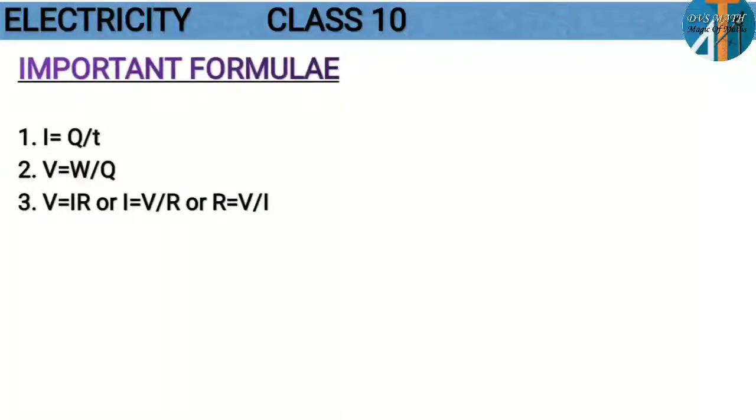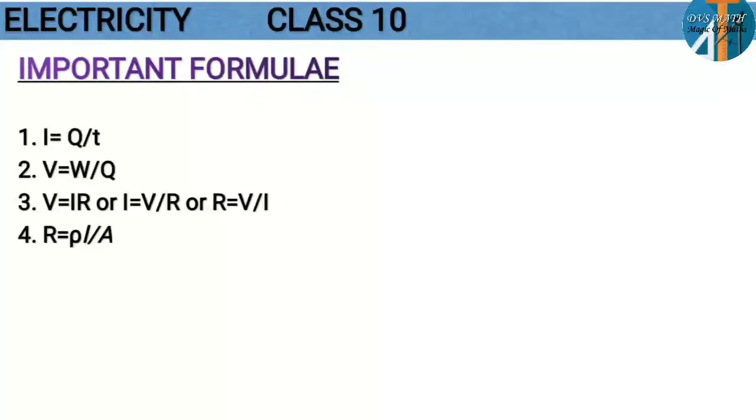Then from Ohm's law, you all know V is proportional to I. If we remove the proportionality symbol, we introduce one constant R. V is equal to IR, where R is resistance. Or you can write it as I is equal to V by R, or R is equal to V by I. These are the formulas which come from Ohm's law.